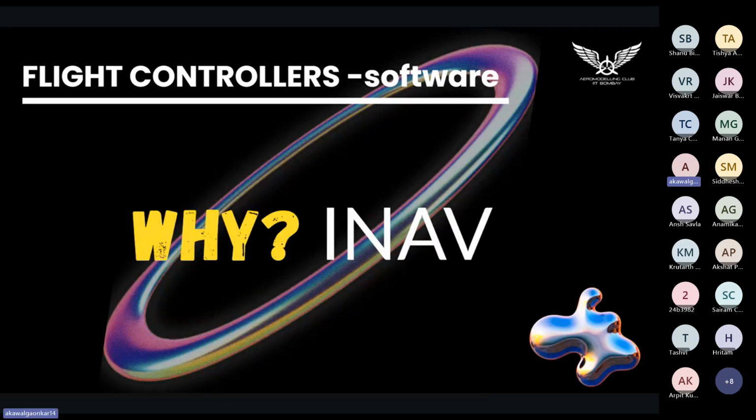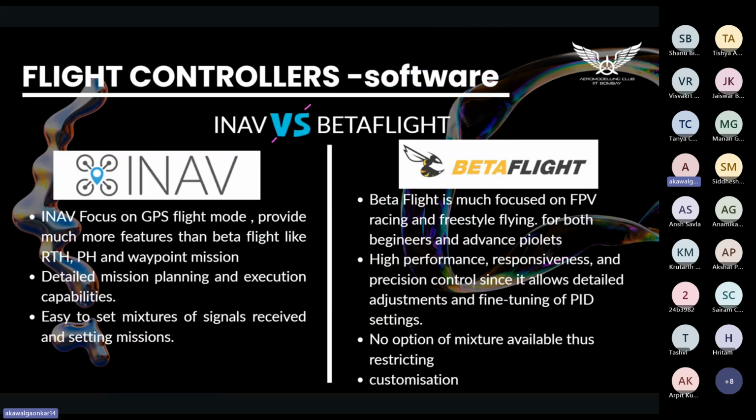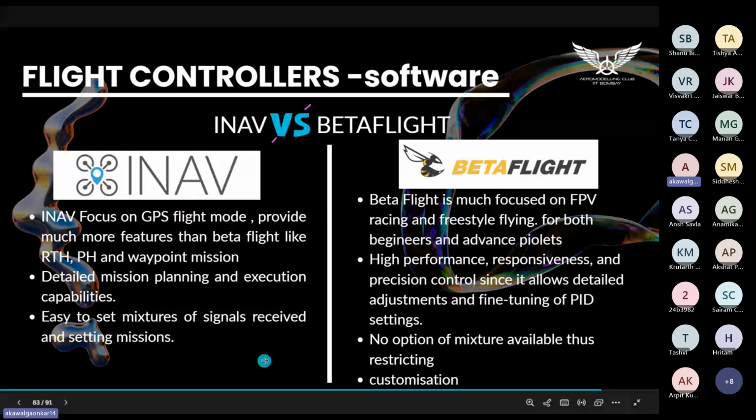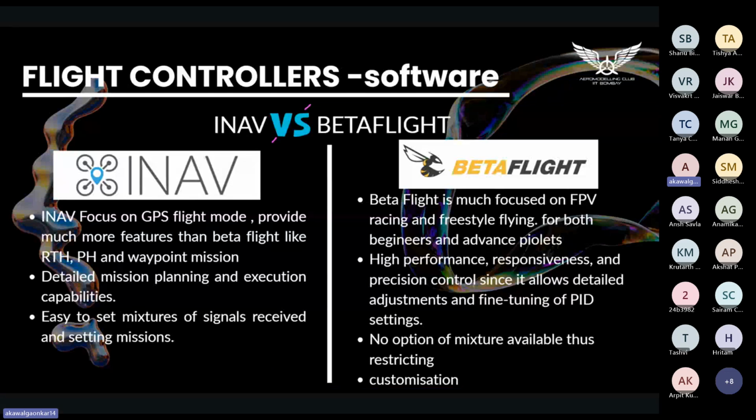As I told you, Betaflight is similar to INAV. See, the difference between both is that Betaflight is much focused on FPV racing and freestyle flying. Like freestyle, you may have seen many reels on Instagram and others. It does complex maneuvers. But for GPS flight mode and autonomous navigation and having the RTH function, return to home, you have to use INAV. Betaflight doesn't have the RTH function because it's mainly based on manual operations.